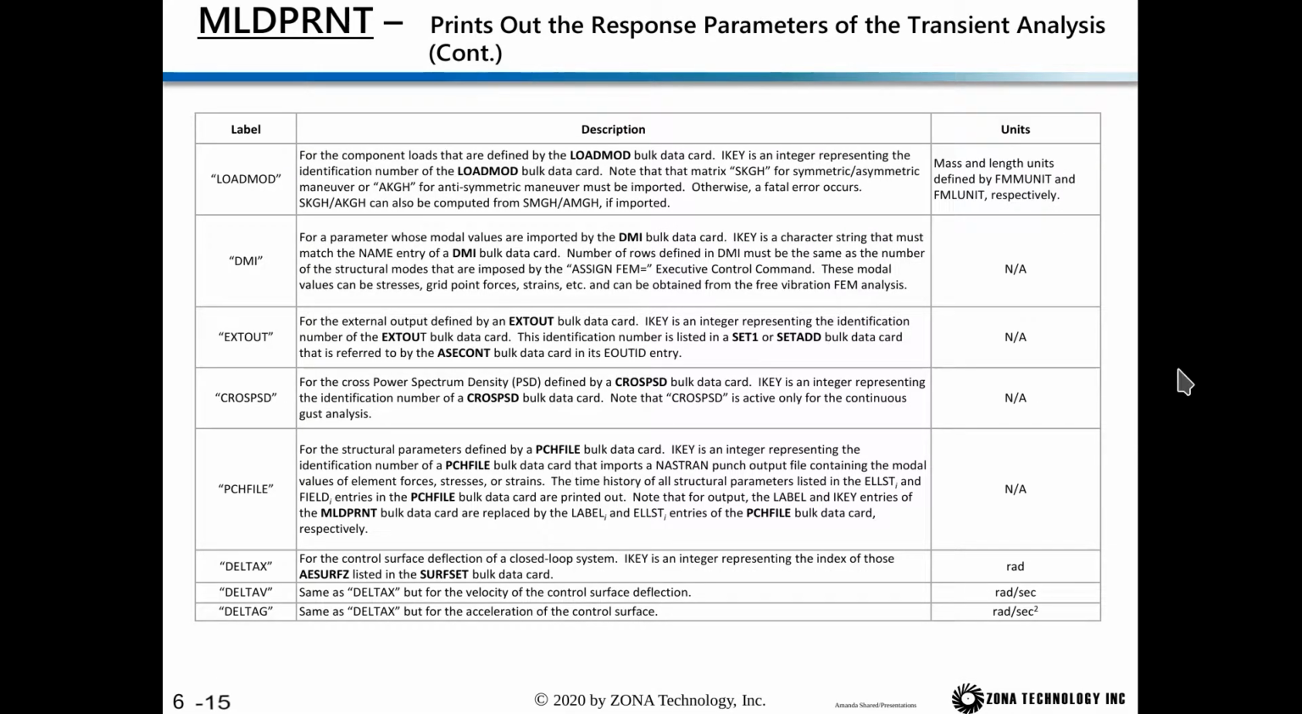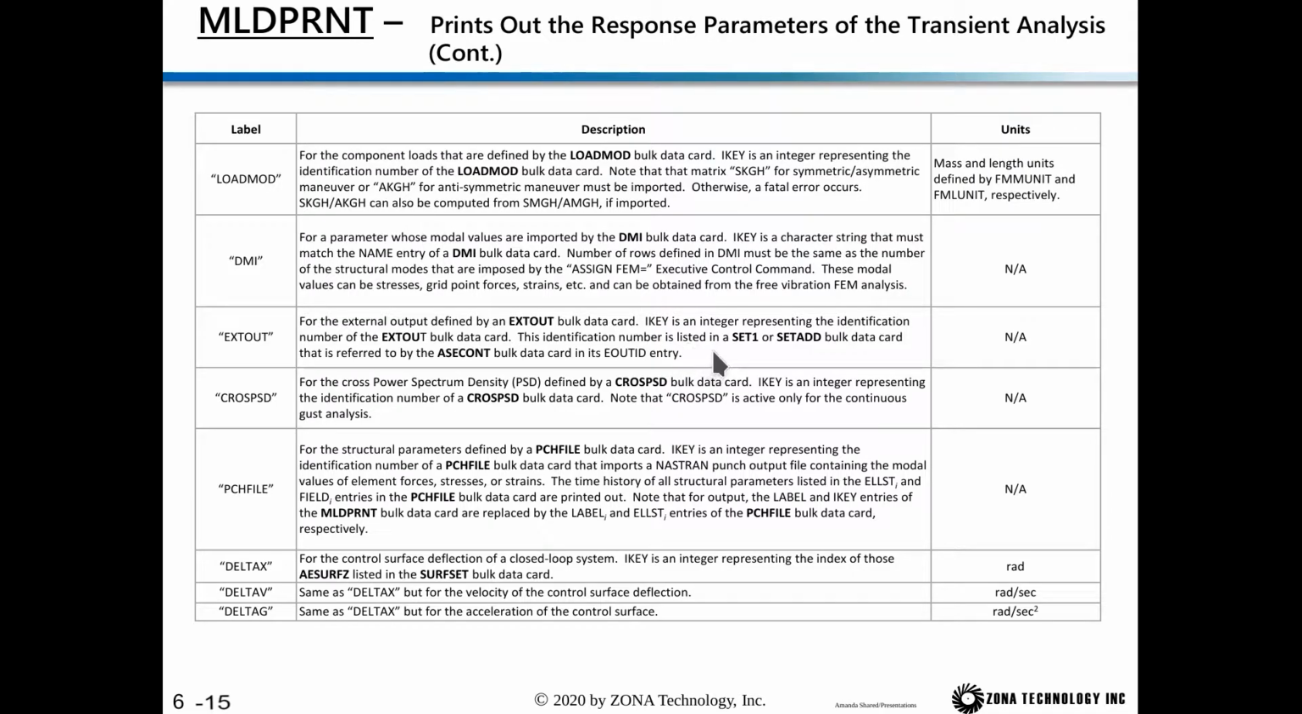Next, we have the load mod card. This is for defining the component loads from a load mod bulk data card. So I key refers to the integer of a load mod card, so you can use these for wing shear, wing bending, etc. Next is the DMI. This is a parameter whose modal values are imported by the DMI bulk data card, so you could use this for modal stress or modal strain.